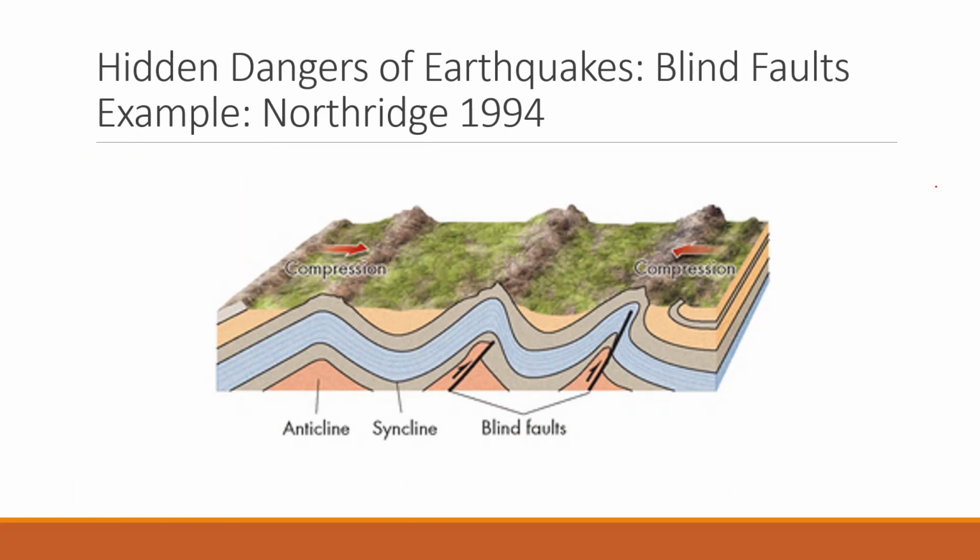We can have hidden dangers in faults. So if we don't know a fault is there, if we don't actually see the fault exposed at the surface, like the San Andreas, you can see the fault. You actually see it along the surface. You can go put your finger on it. We sometimes have what we call blind faults, that the fault is there, but it's beneath the surface. We can't actually see it.